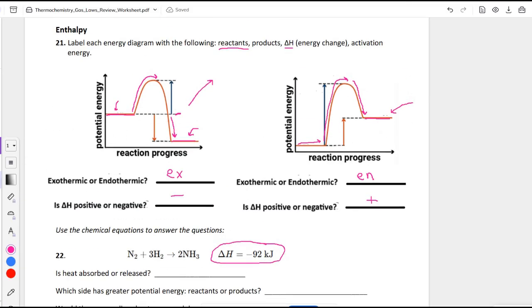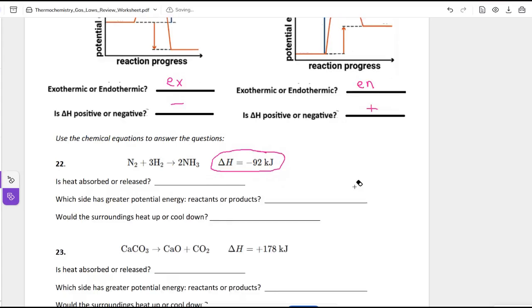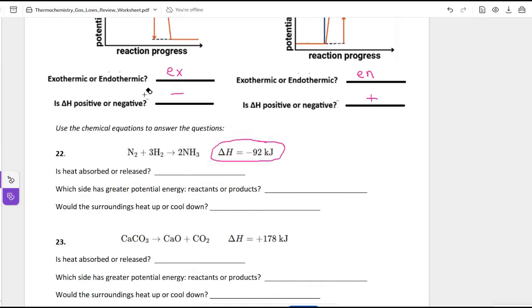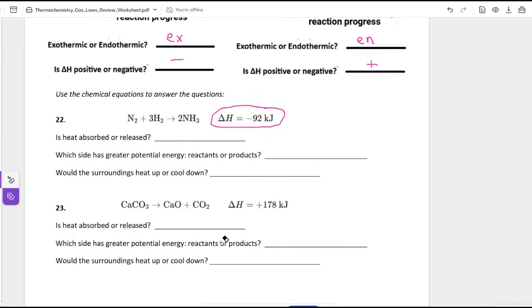Remember this. Let me erase all this stuff. Well, I guess it's erased on yours, but let's erase all this stuff. Which side has greater potential energy? Boom, boom. But you've got to know which graph we're talking about. Negative 92 kilojoules. Would that be exothermic? Would that be endothermic? All right, so you're going to need to answer these three questions for each one of these two equations.